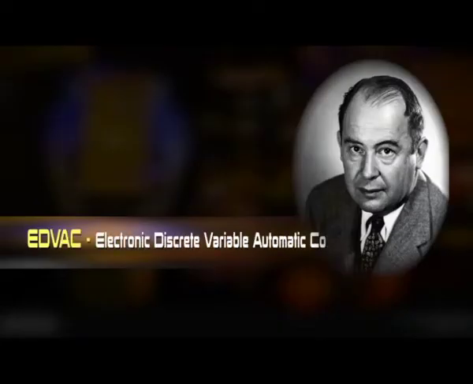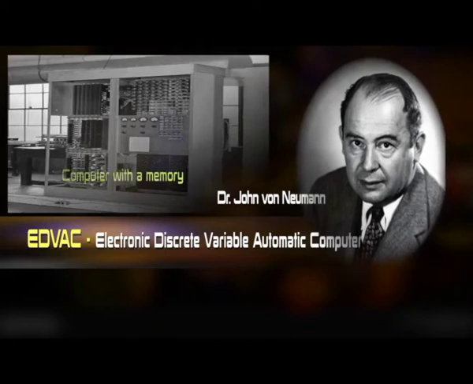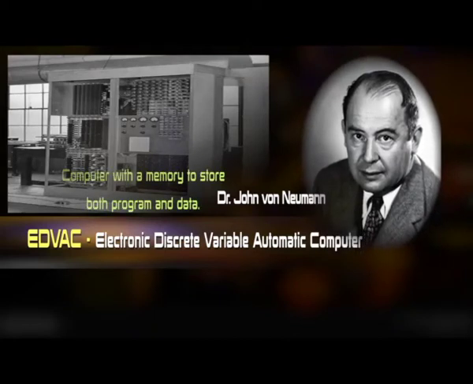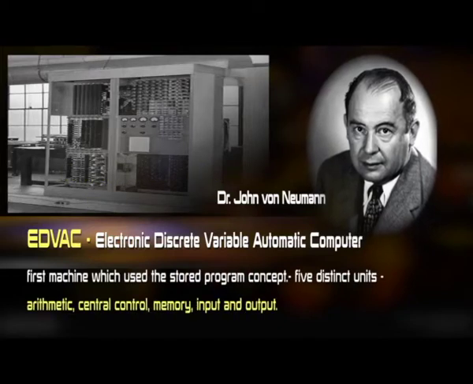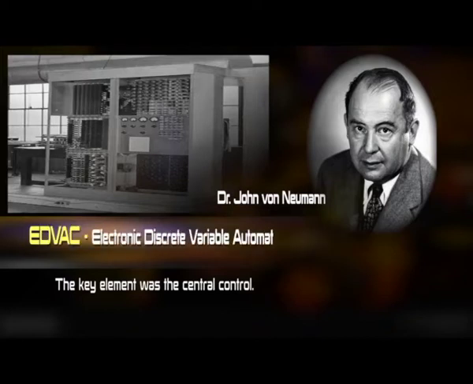In the mid 1940s, Dr. John von Neumann designed the electronic discrete variable automatic computer, the EDVAC, with a memory to store both program and data. This was the first machine which used the stored program concept. It had 5 distinct units: the arithmetic, central control, memory, input and output. The key element was the central control. All the functions of the computer were coordinated through this single source, the central control.